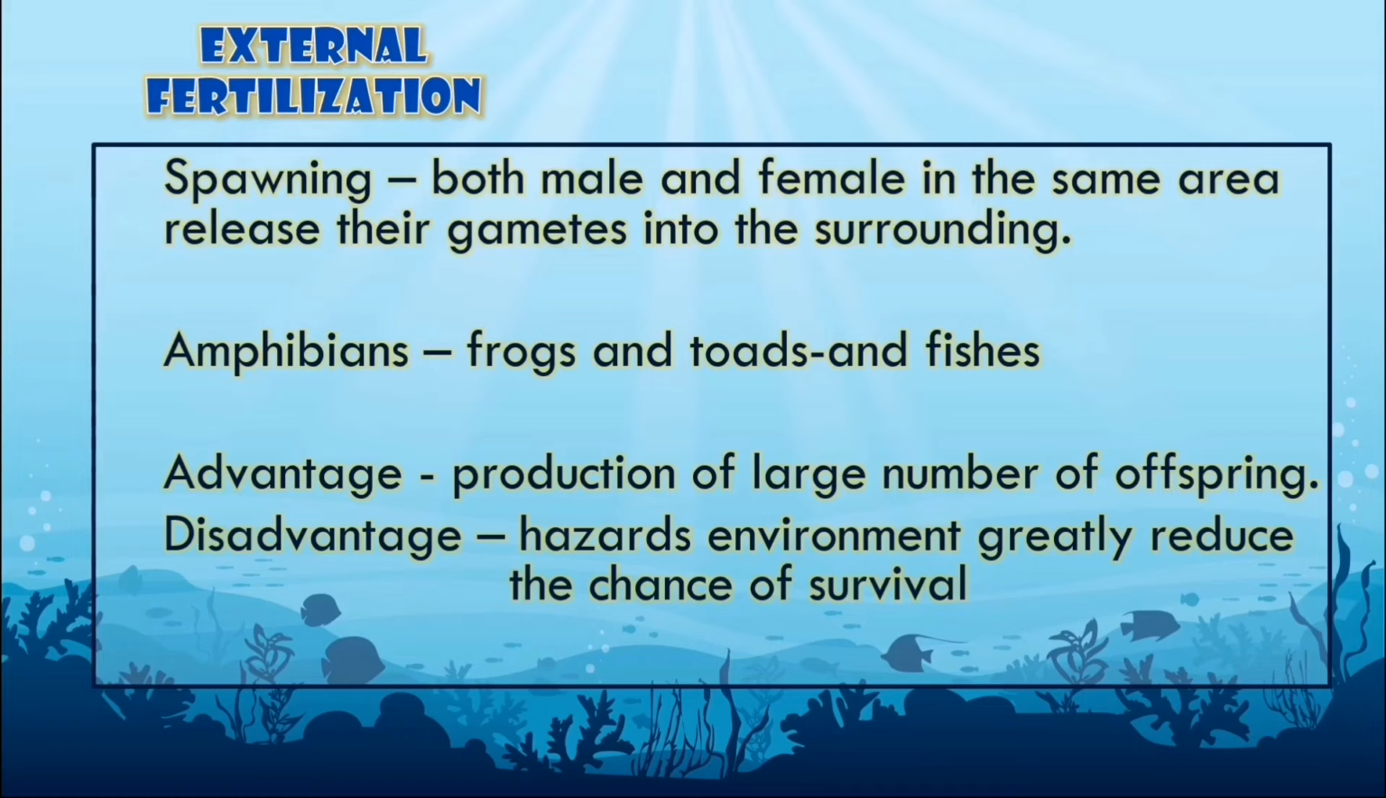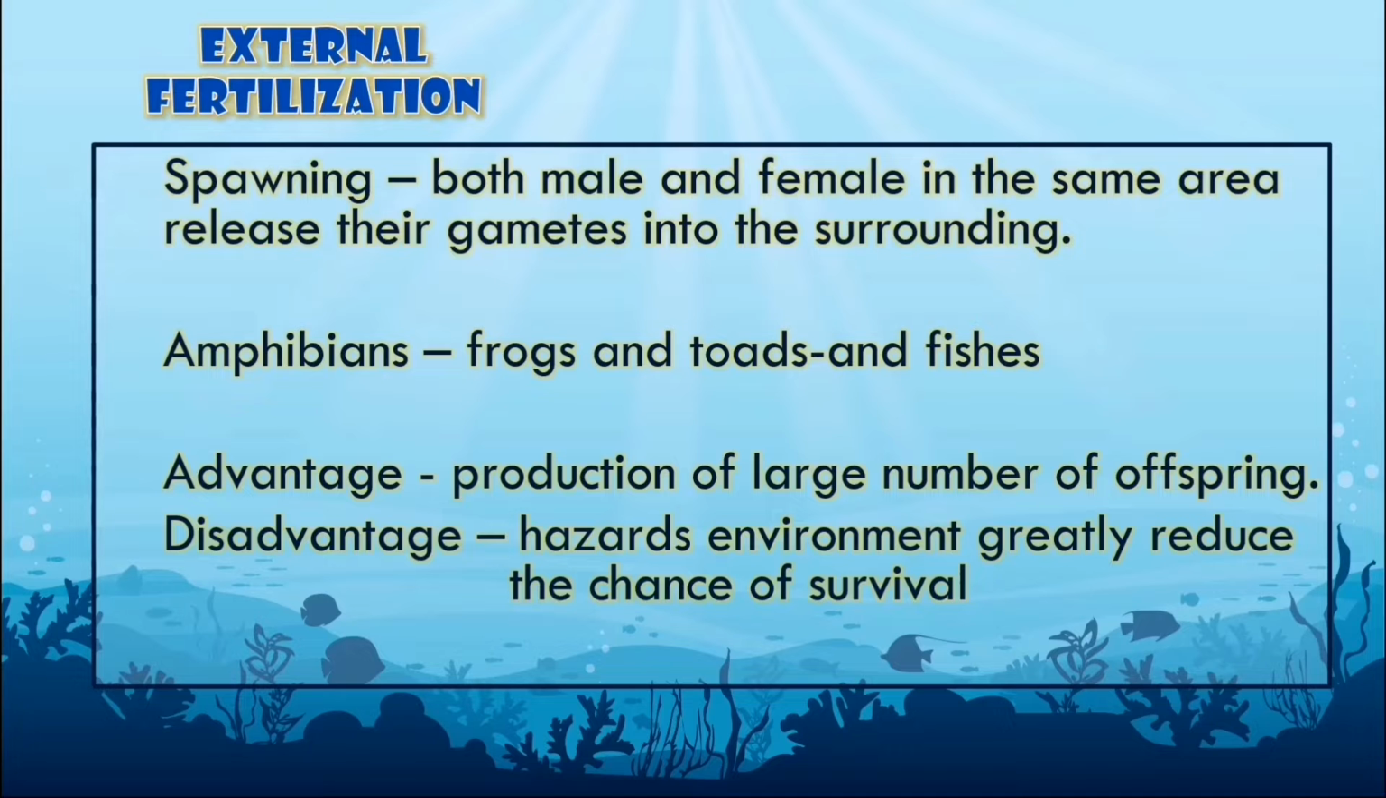So, there are two types of fertilization. We have the internal and external fertilization. In internal fertilization, humans undergo it. Okay? The baby develops in the tummy of the mother. While in external fertilization, amphibians undergo it. Frogs, for example, frogs and toads, and fishes.